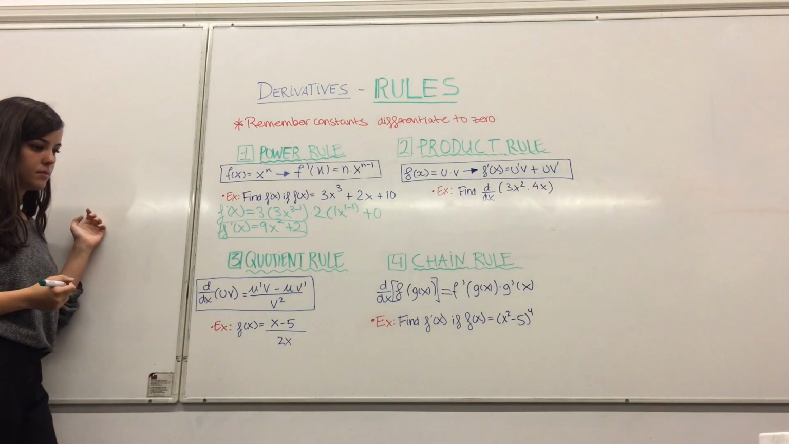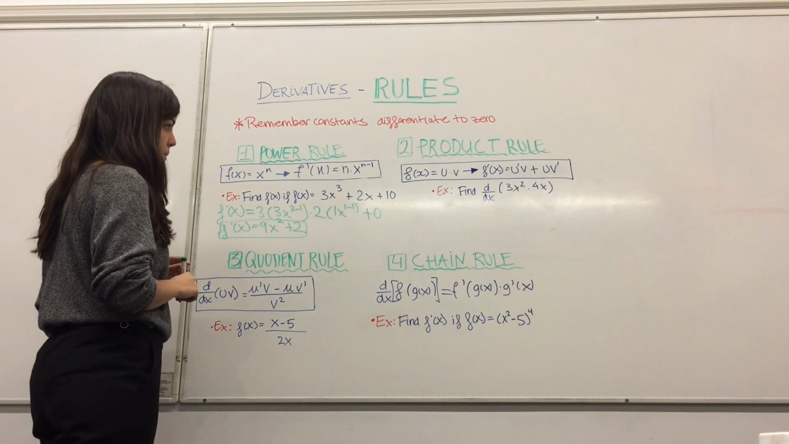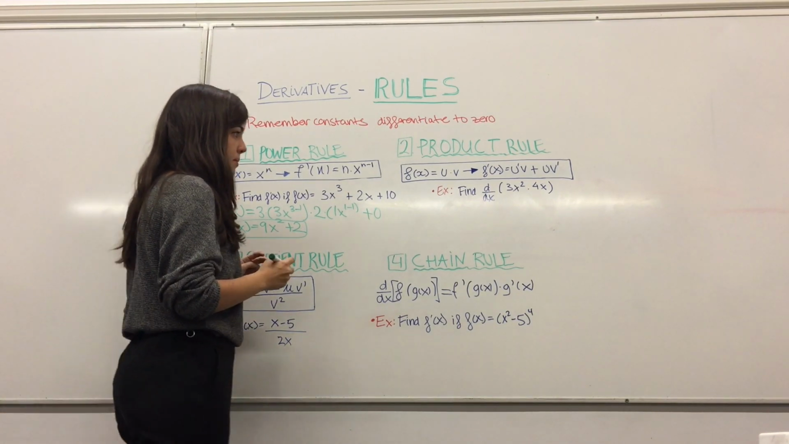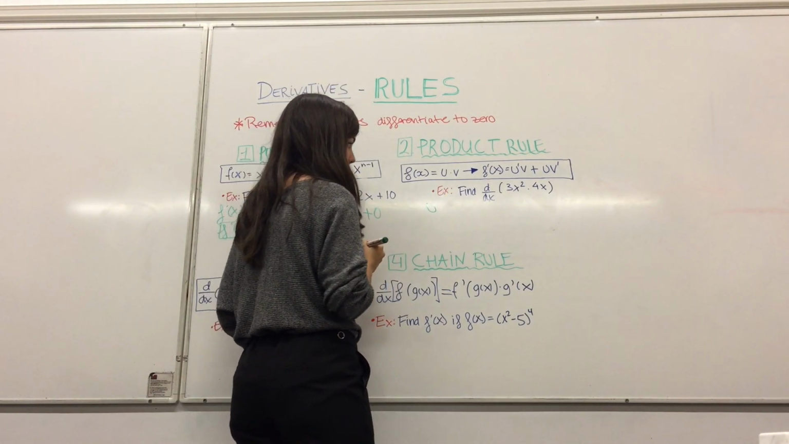Product rule is used to differentiate the product of two functions. You need to multiply each function by the derivative of the other and add them together. Find u, u prime, v, and v prime.